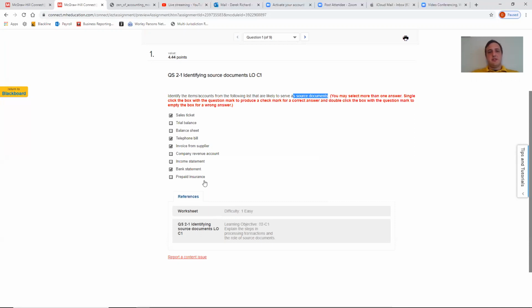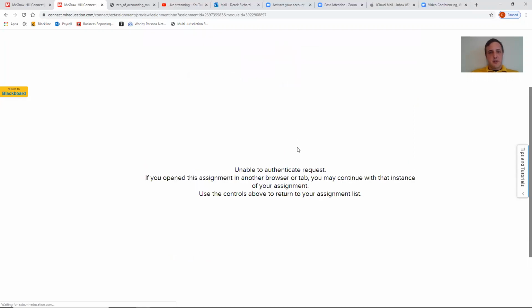And prepaid insurance is an actual account. So if it was the invoice for the insurance or something like that, we'd say it's a source document, but this is the reporting of that account. Okay. So again, the question on a source document is whether or not it provides proof of the transaction or if it's just merely reporting or identifying that transaction.